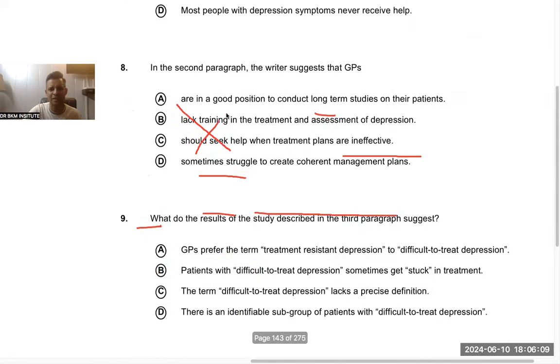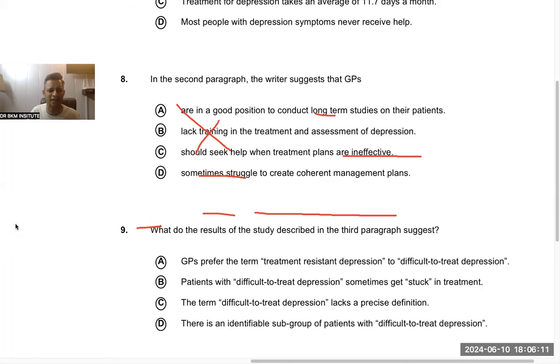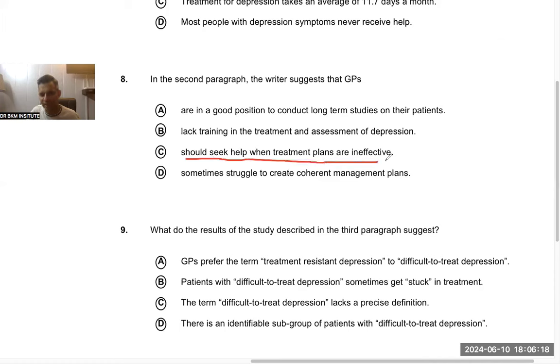That is exactly the same point. What can be easier than this? That is exactly the same point: should seek help when treatment plans are ineffective. When the patient is not getting better, you seek help. You should not soldier on alone. You should seek help. So how can it be easier than this? That is what you need to learn to find an easy question.